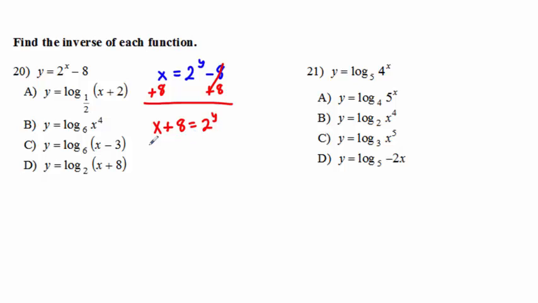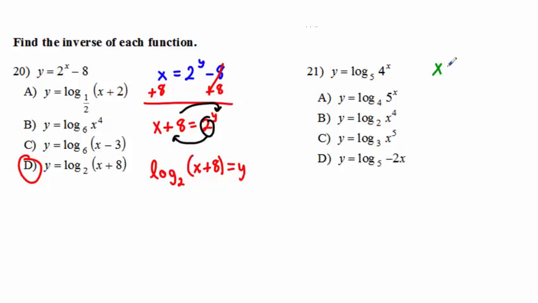And then I'm going to rewrite this as a logarithm. So this is going to be log with a base of 2 of x plus 8. Here's my base. Here's the next thing I write. The last thing I'm going to write is y. So x plus 8 equals y. And then I look at my answer choice and I say, aha, it's D.